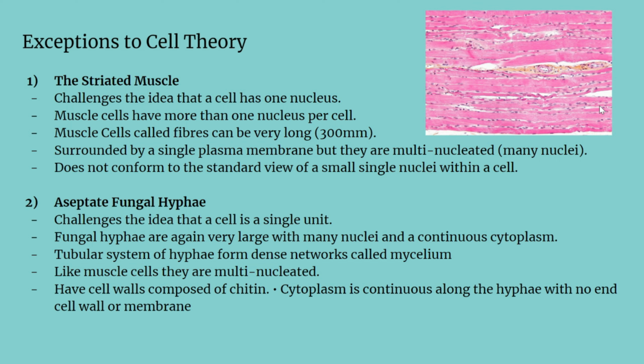Moving on to the next exception, which is aseptate fungal hyphae. That challenges the idea that a cell is a single unit. Fungal hyphae again are very large in size with many nuclei and a continuous cytoplasm. The tubular system of the hyphae forms a very dense network called the mycelium. And like muscle cells, they are also multinucleated. They have cell walls composed of chitin, and cytoplasm is continuous along the hyphae with no end cell wall or membrane. So it just goes on and on and on.